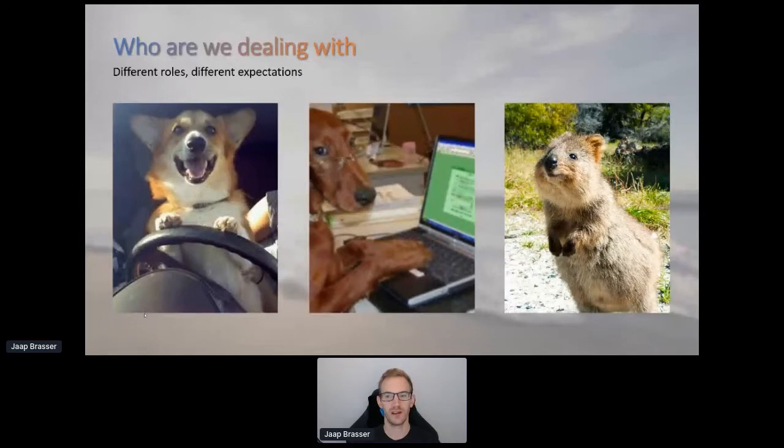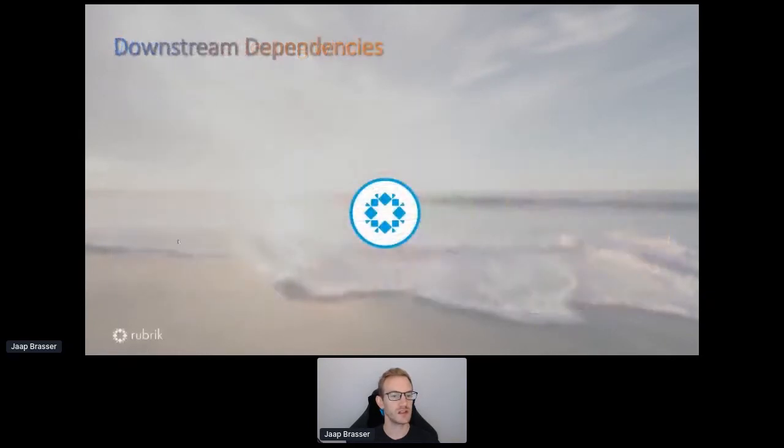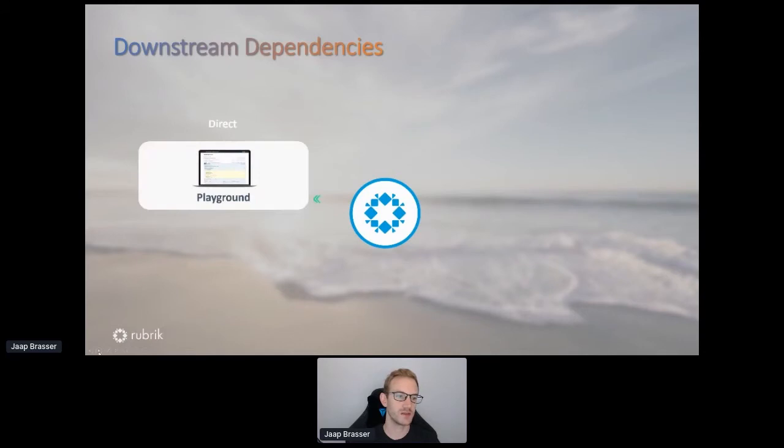And on the right, we have another quokka, and the quokka symbolizes management. If they see fancy buttons, they're happy with that, but they also have no idea what an API is. And that takes us to the next slide. So our downstream dependencies and how these map to the different personas that I just mentioned.